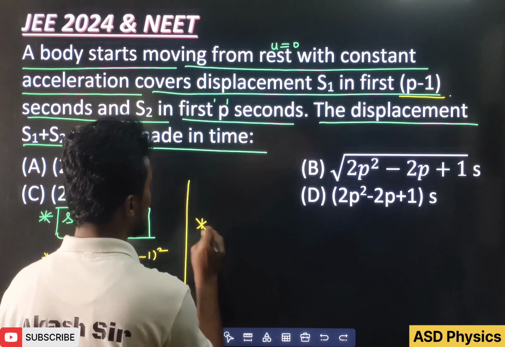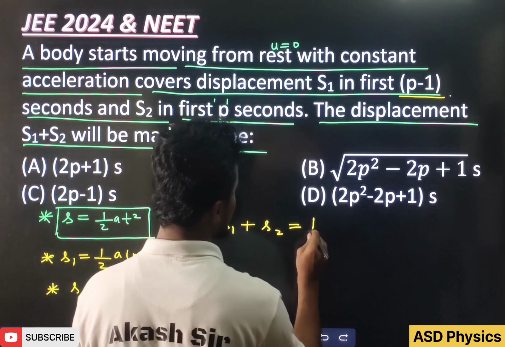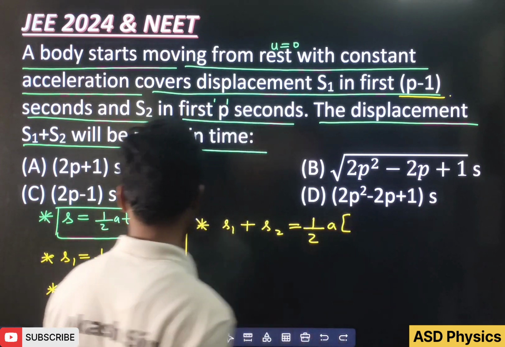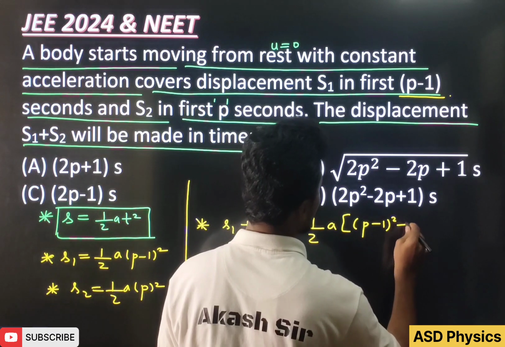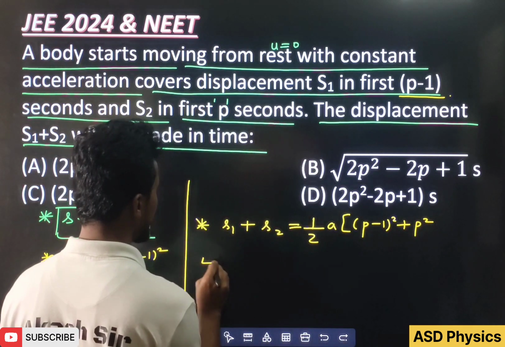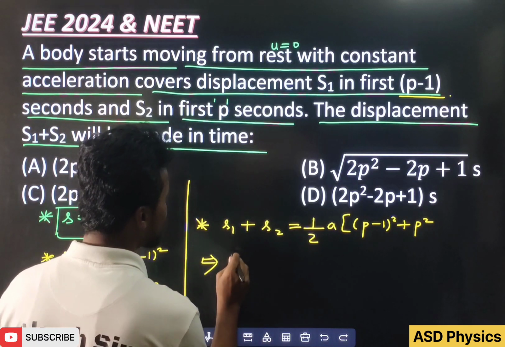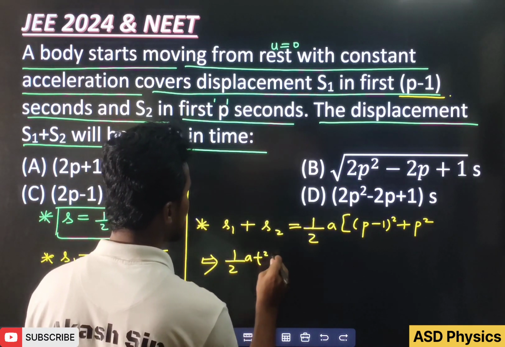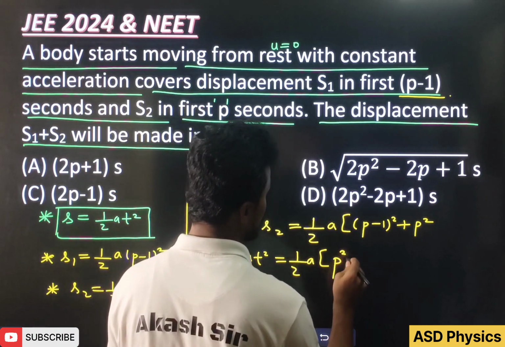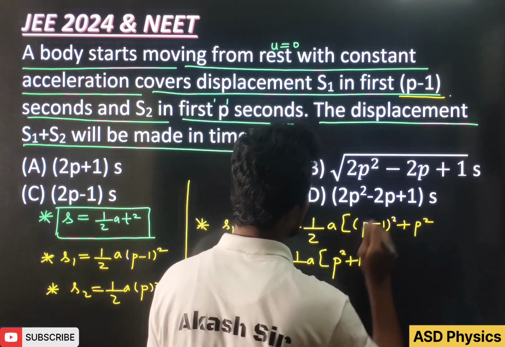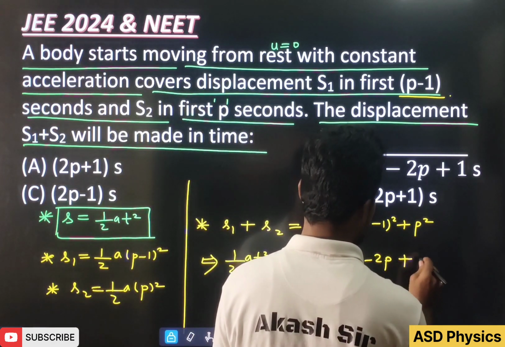So remember that here we are going to use S1 plus S2. S1 plus S2 will become what here? Take half A common, so it will become (P minus 1) square plus P square. And for S1 plus S2, how much time is it taking? T seconds, and anyhow starting from rest only. That means we can write half A T square is equal to half A, and simplify this. (P minus 1) square means P square plus 1 minus 2P, the formula of A square plus B square minus 2AB, that is the formula of (A minus B) whole square. And this is the plus P square here.